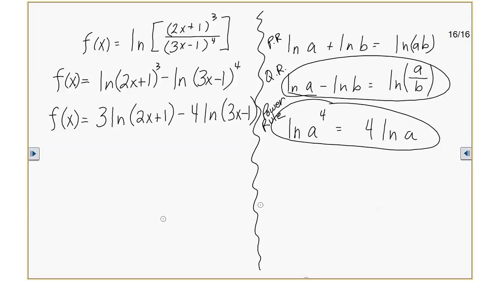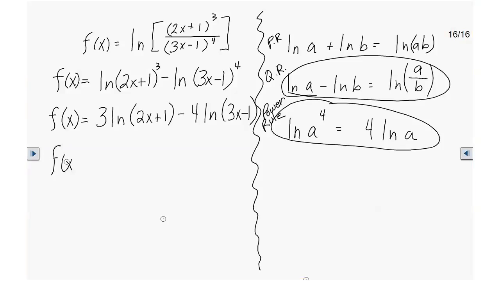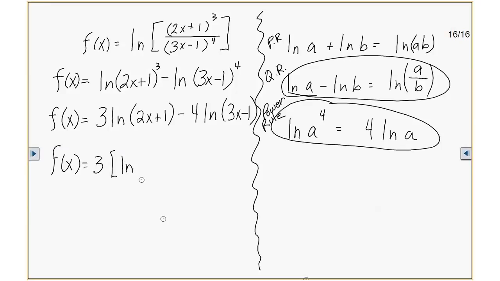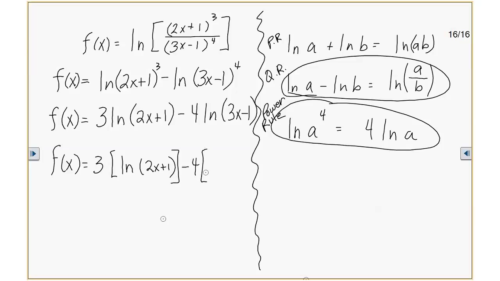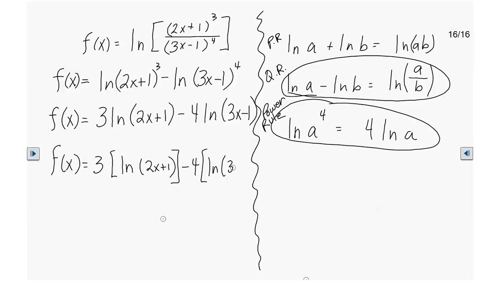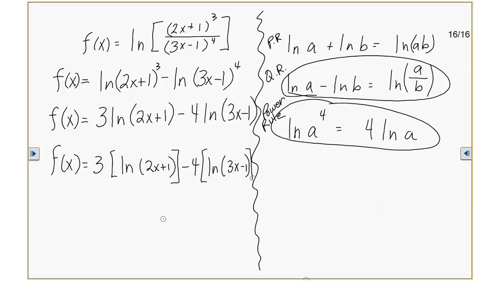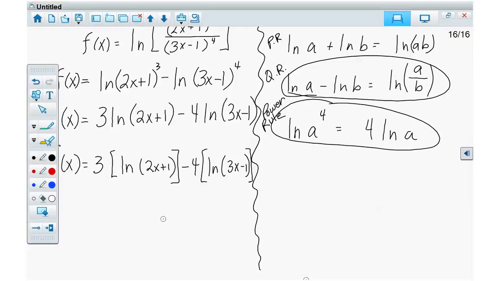All right, now do the problem. Now you're ready to take the derivative. What about a constant? Constant can come what? Out. So you can rewrite this as f of x is equal to 3 brackets natural log of (2x plus 1) minus 4 brackets natural log of (3x minus 1). And now all you have to take the derivative of is what?